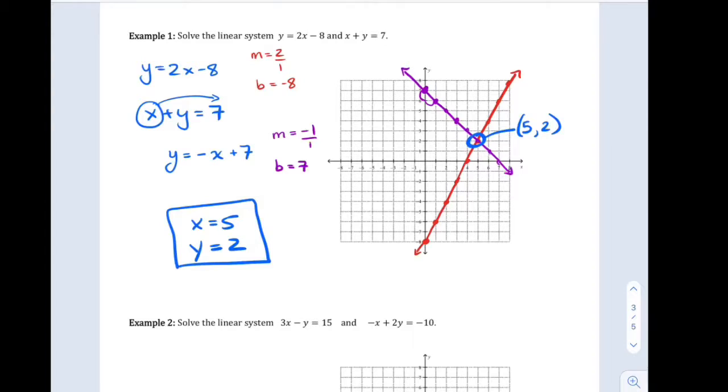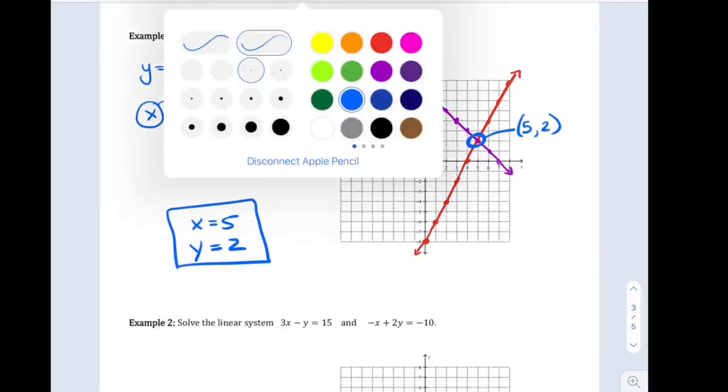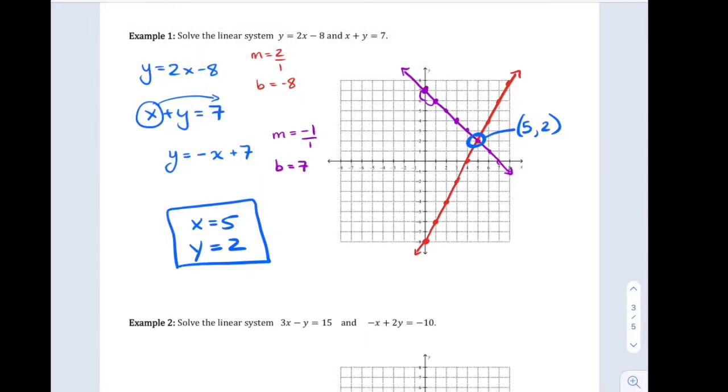And if I wanted to check that, it doesn't always ask you to check it, but I'll do it here. Suppose I wanted to check if that answer is correct. Well, I'm going to take the first equation, y is equal to 2x minus 8. And I'm going to substitute in x is 5, y is 2. So 2 is equal to 2 times 5 minus 8. And when I put that into my calculator, I'm going to get 10 minus 8, which is 2.